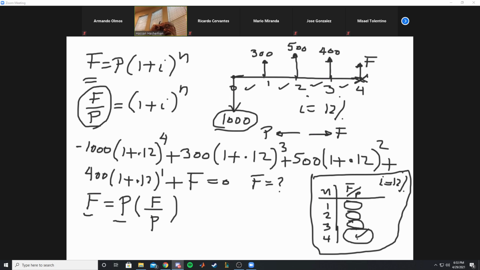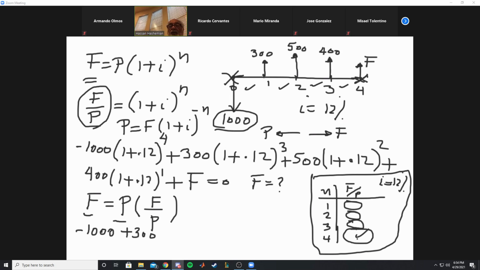Now, another way you can do them, you can take everything to present if you want. So if I take him to present, my $1,000 stands over there. Now I have to bring the 300, which is the future. So 300, see that P equals F times (1 plus i) to the power of minus n.